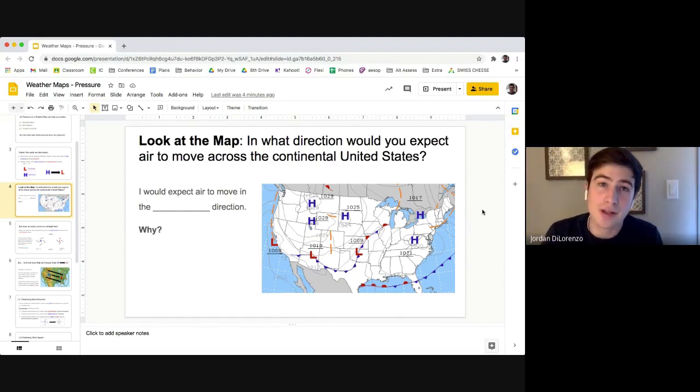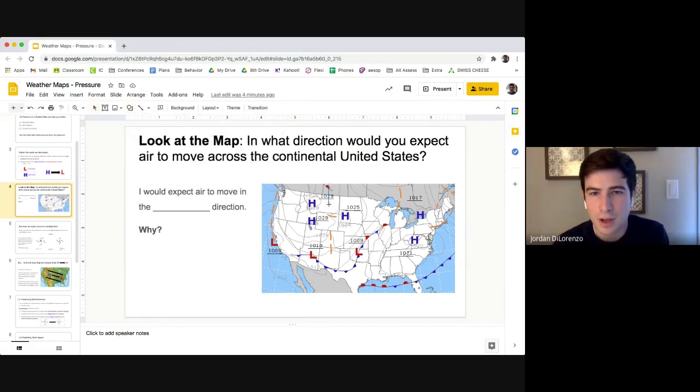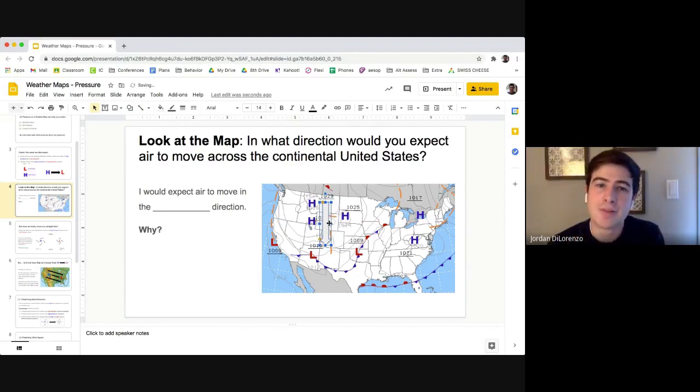All right, so hopefully you've made a prediction about what direction the air is moving in. And I would say I would accept two answers for this question. So let me pull out an arrow to help out. All right, so the first direction that I would accept as correct is you could say the air direction will be moving south. This is because you have high pressure in the north and low pressure in the south. So I would accept you saying air is going to move south.